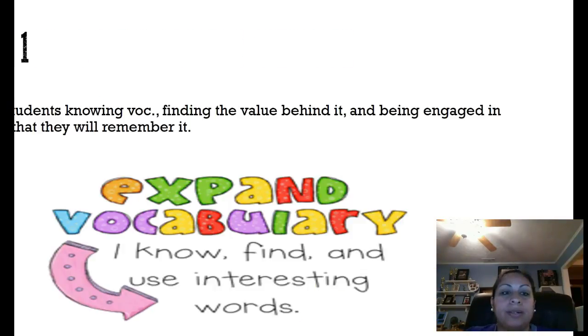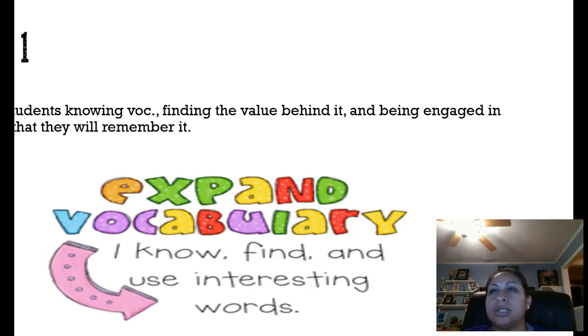For step 1, it's worth students knowing vocabulary, finding the value behind it, and being engaged in using it so that they will remember it. It is very important for us to help our students build on their prior knowledge. We can expand their vocabulary, but we can also prepare our lessons to where they find it interesting.